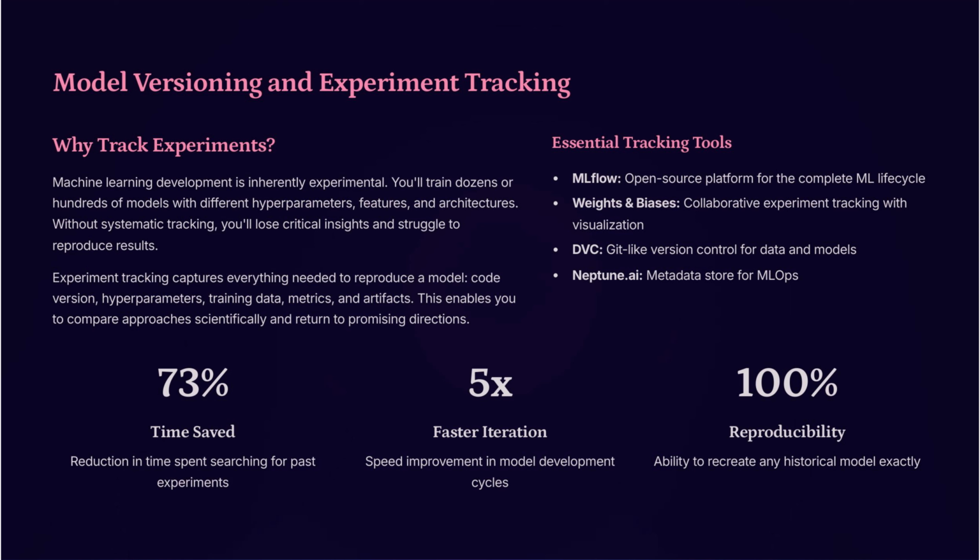Experiment tracking is crucial in machine learning, capturing code versions, hyperparameters, and metrics to ensure reproducibility. Tools like MLflow, Weights and Biases, and Data Version Control streamline this process, saving time and enhancing iteration speed. These tools enable scientific comparison and revisiting promising models, ensuring 100% reproducibility and significantly faster development cycles.